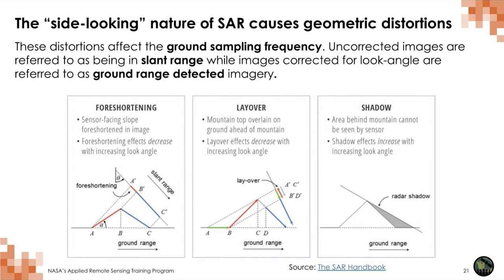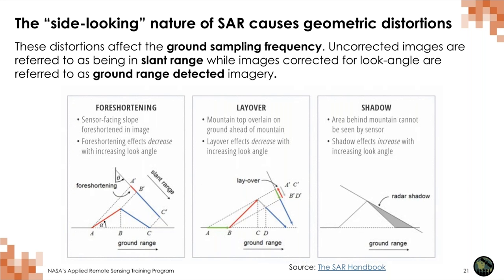Another important thing to note about SAR is that the side-looking nature of the sensor causes geometric distortions. And these distortions affect the ground sampling frequency of ultimately the images that we'll retrieve. Along the slant range, which is the line of sight of the satellite, we'll get geometric distortions like foreshortening, layover, and radar shadows beneath mountains or structures that we ultimately need to correct for. So an image that is projected in the slant range is, in our case, called a single look complex image, and I'll get into that later as we work through the example.